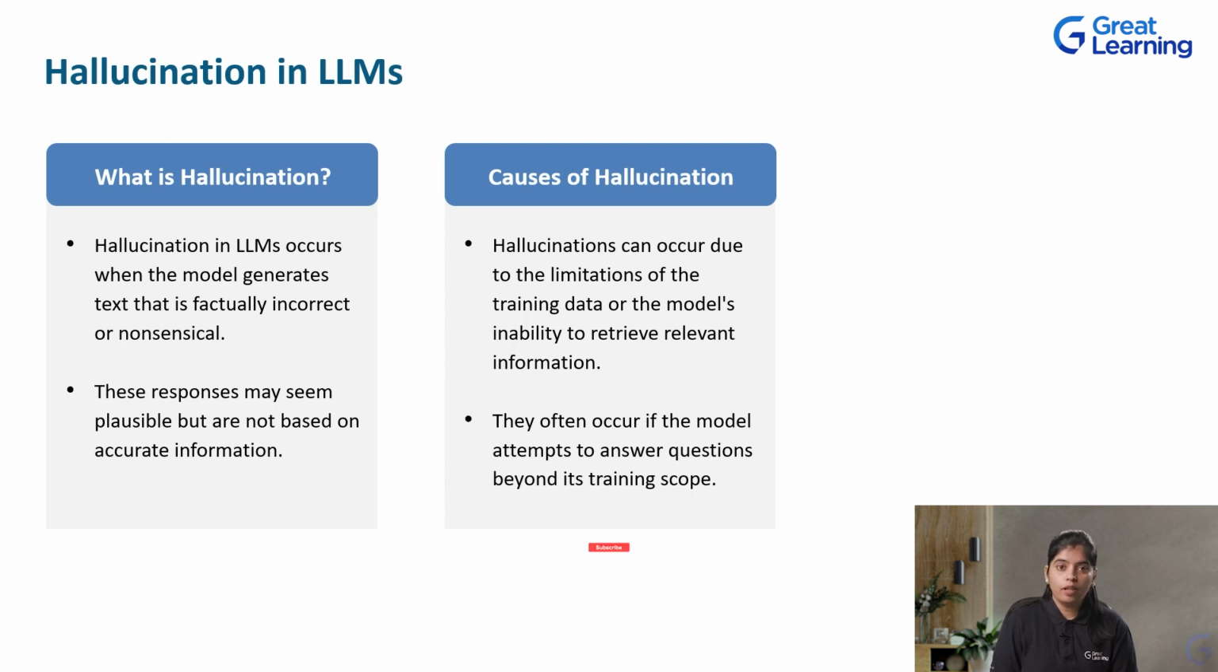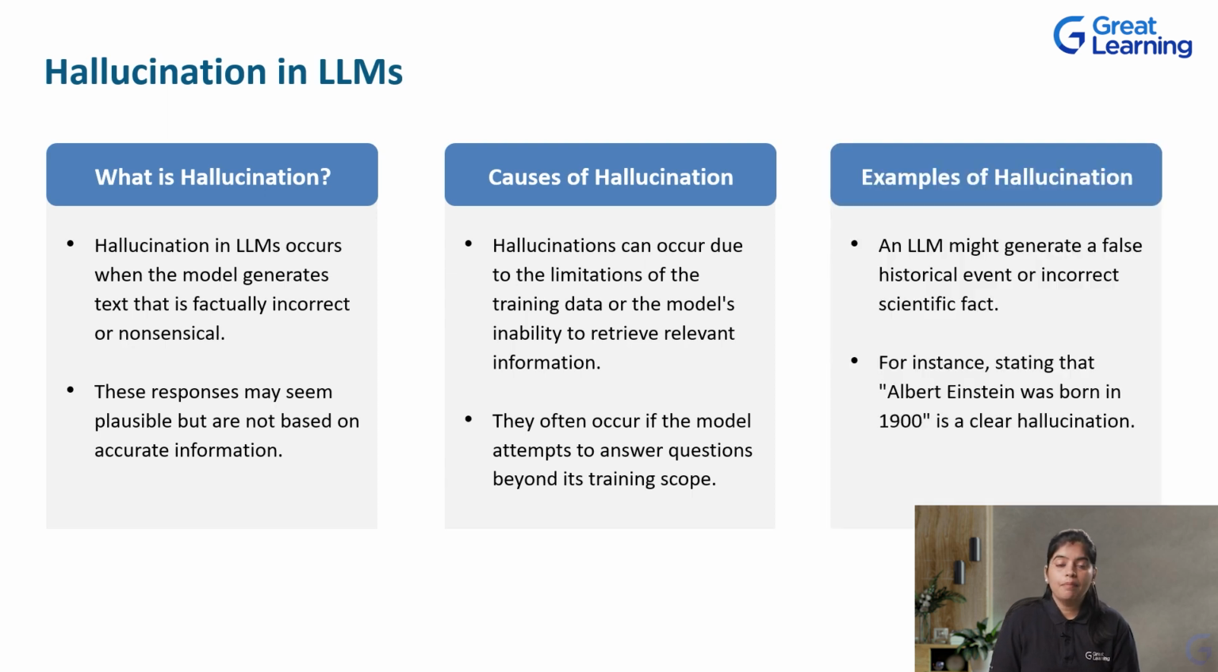Hallucination can occur due to the limitation of training data or the model's inability to retrieve the relevant information. They often occur if the model attempts to answer questions beyond its training scope. If you remember, I have discussed that RAG does not only work on the trained data, but also retrieves up-to-date information without retraining the model. If this is not there during the modeling, then hallucination can occur.